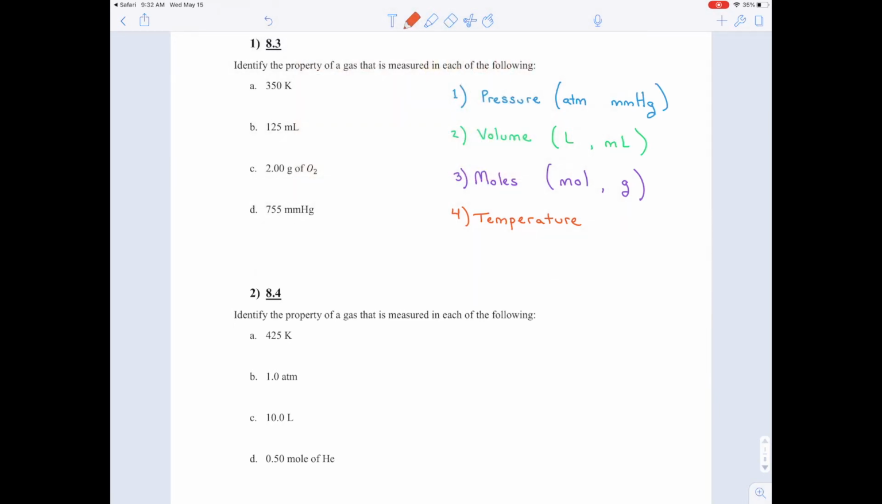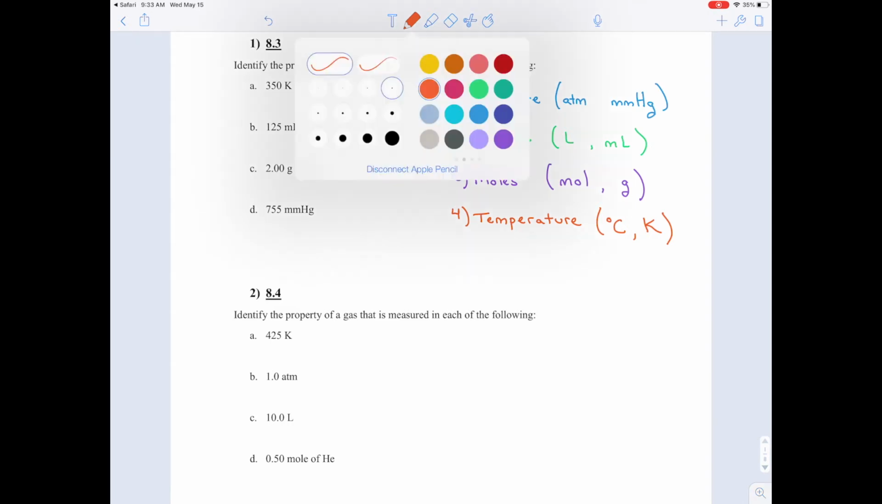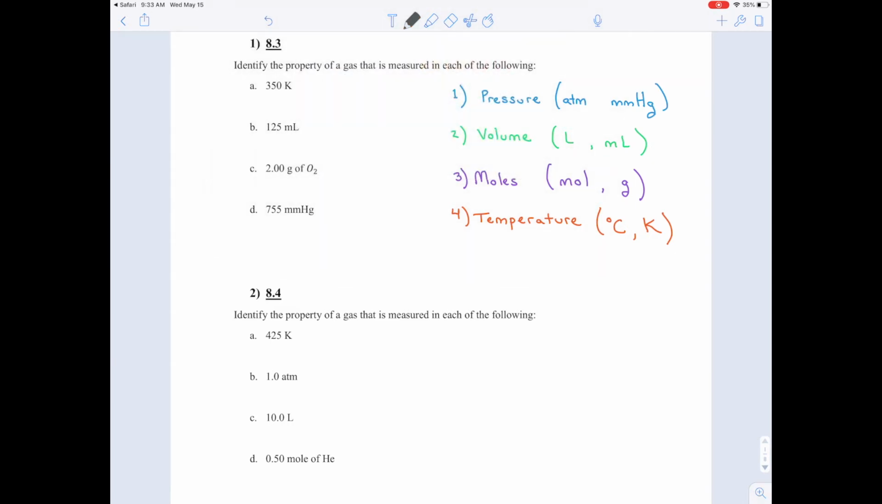And then last but not least is temperature. Now temperature in science will either be measured in degrees Celsius, and the unique thing about degrees Celsius is it's based on water. Water freezes at 0 and boils at 100, so those numbers were chosen because of water. But the one that really makes sense is Kelvin, because 0 Kelvin is absolute 0. You can't get colder than that. So either of those 2 units would indicate that you're dealing with temperature. Okay, so we'll go through each of these and identify which property is being talked about.